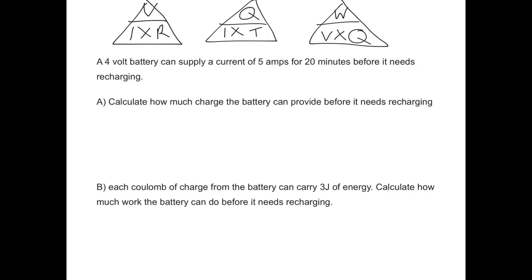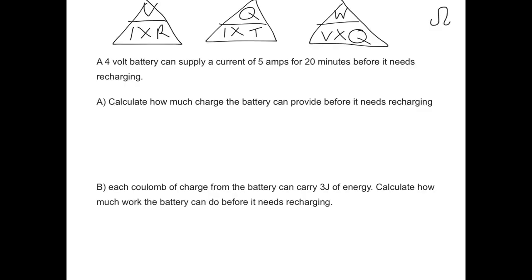And remember, I just said that resistance is measured in ohms, and the sign for an ohm is like this, which I've drawn really badly. Anyway, let's look at the question then. Calculate how much charge the battery can provide before it needs recharging. So we're looking for a triangle that has Q in it. So there's 2 of those. And what else have I been told? Well, I've got the current because I've been told 5 amps. And I've been given the time, which is 20 minutes.